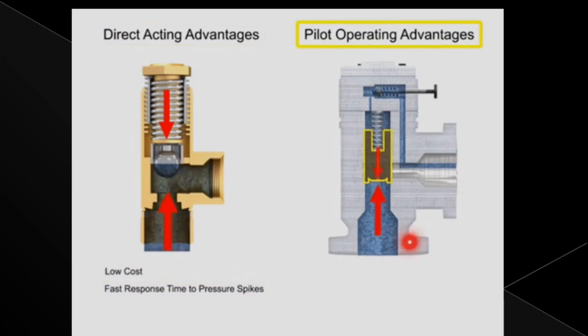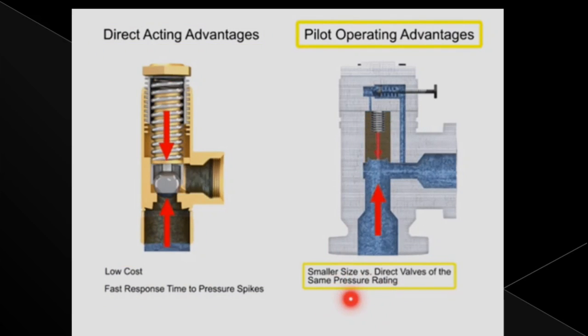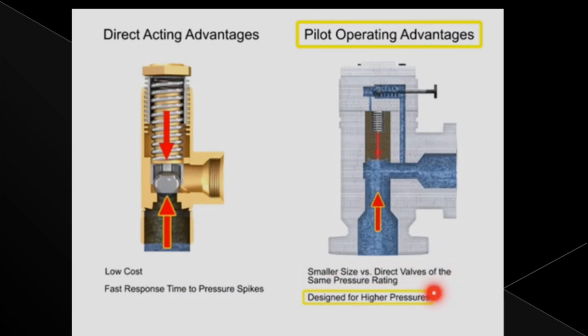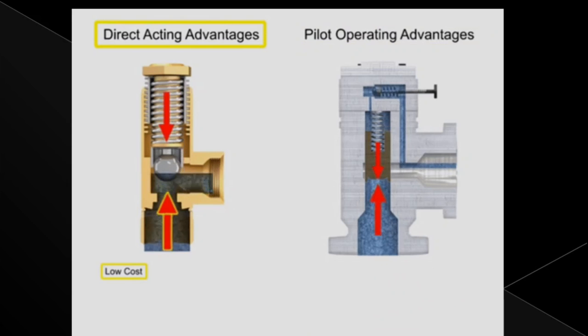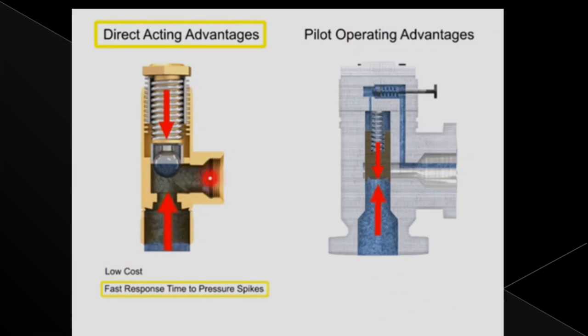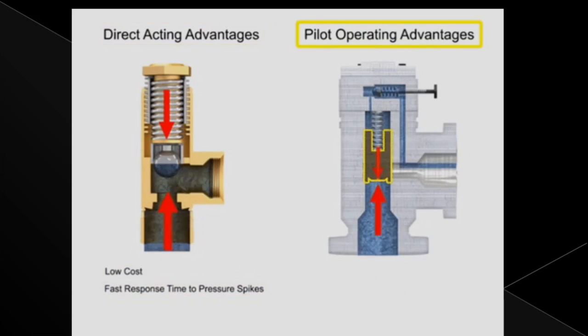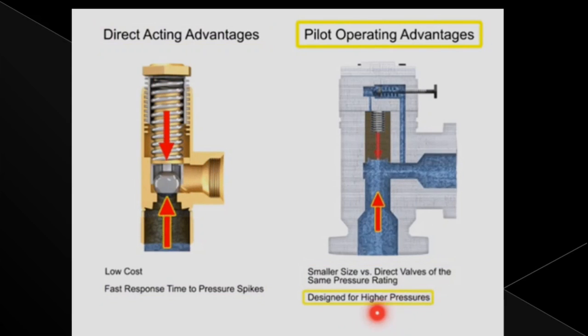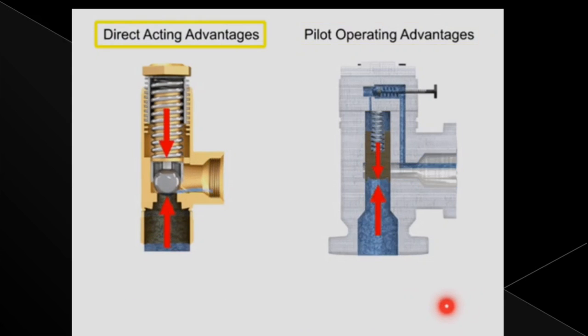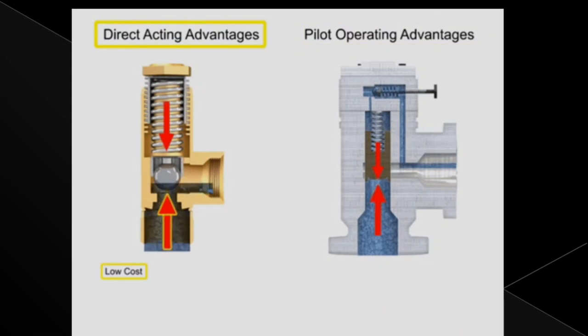So what are the advantages you can see here? Some of the advantages are a smaller size versus a direct valve of the same pressure rating, meaning it has a smaller size compared to the direct acting valve. And what are the other advantages? You can design for higher pressure, and you can design for higher flow.